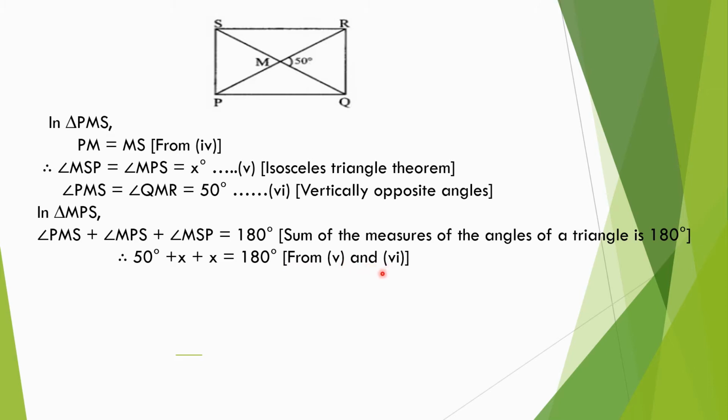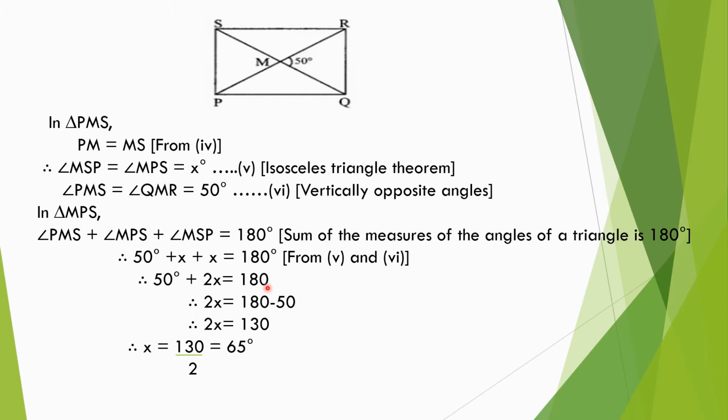Therefore, 50 plus 2x is equal to 180 degrees, and 2x is equal to 180 minus 50, that is equal to 130 degrees. Therefore, x is equal to 130 upon 2, that is equal to 65 degrees. Therefore, angle MPS is equal to 65 degrees from equation 5.